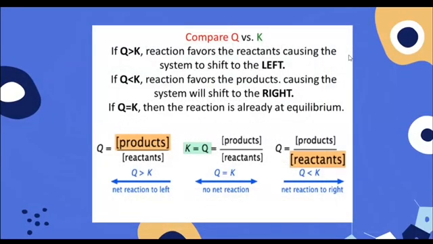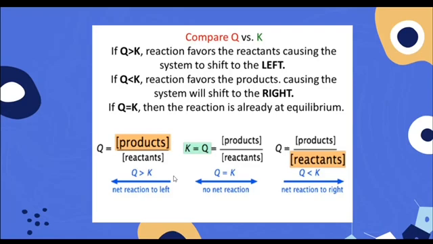Let us now see how this can be achieved. First, when Q is more than K, it means that the products are more than the reactants. So the products will have to reduce themselves to reach equilibrium. The reaction here favors the reactant side, which is the left side, and it is moving in the reverse direction.